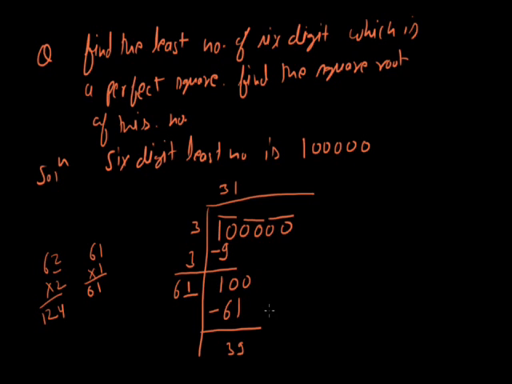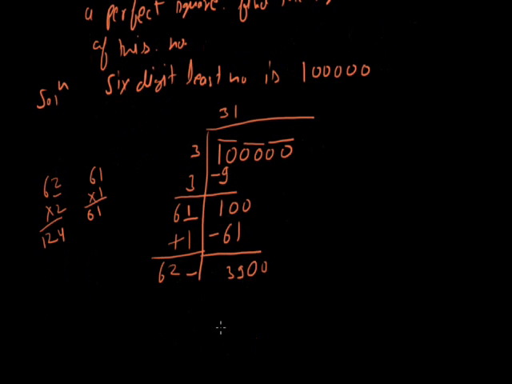Now I have to copy the next period, that is 00. Now again in 61 I have to add the 1. So 61 plus 1, that is 62 with a blank. Now in this blank I have to fill a digit in such a way that the product becomes 3900 or near to 3900. So let's say if I put 5 here, so I have to multiply with 5, so it becomes 3125.